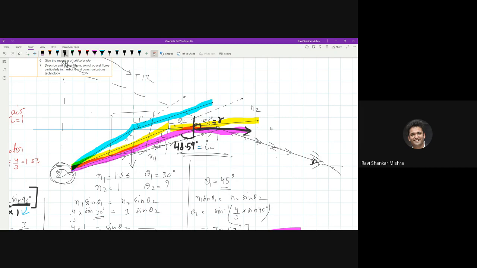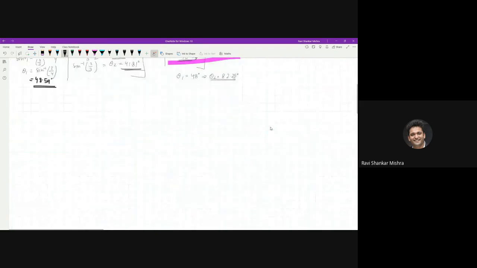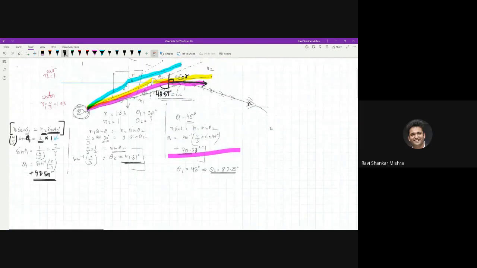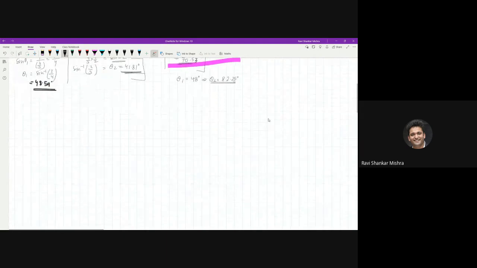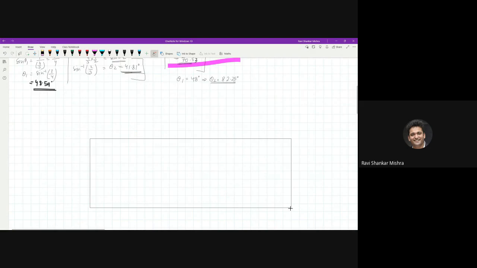So total internal reflection, you understood? Yes, sir. Let's find the critical angle in the case of glass and air. What does it mean? It means a light ray in the glass.